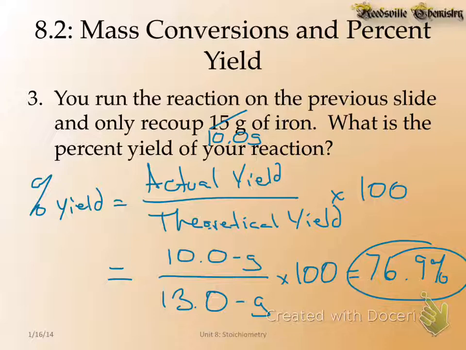And when you get to an AP class or advanced chem class, some of your grade will actually be determined by how well you do with that actual and percent yield. So, all right, that's 8.2.